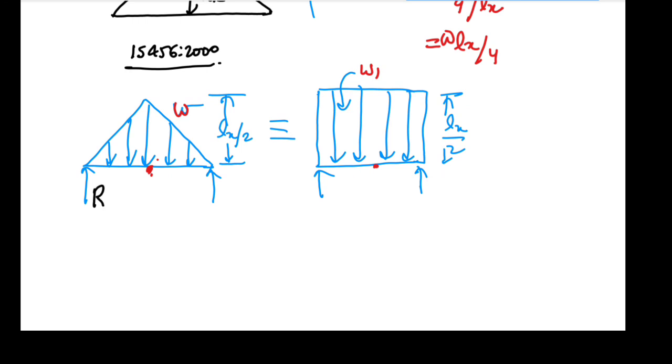So this is say R. So what is the value of R? R will be half of this loading. So this loading is W into half into base. This is Lx into Lx by 2. So this is the area loading, and we want half of that for R.